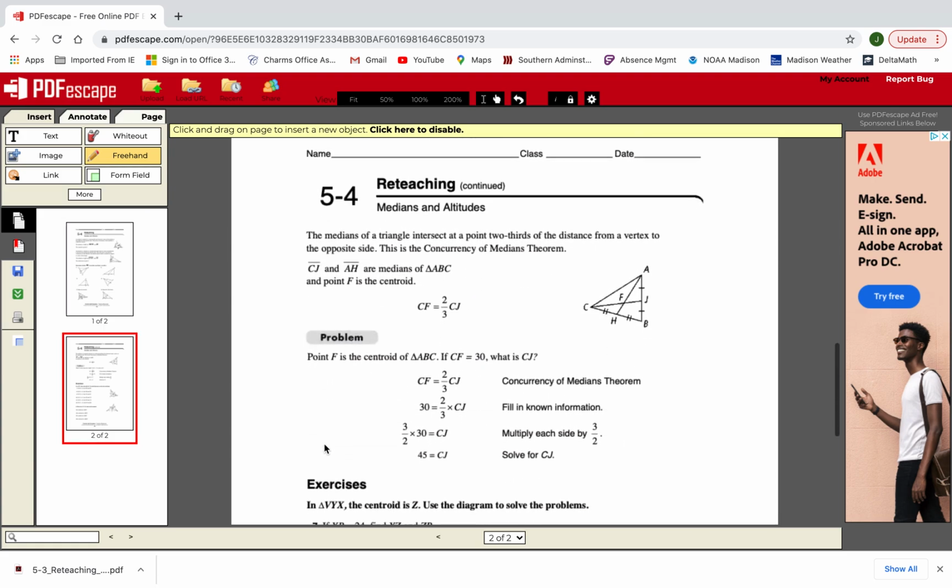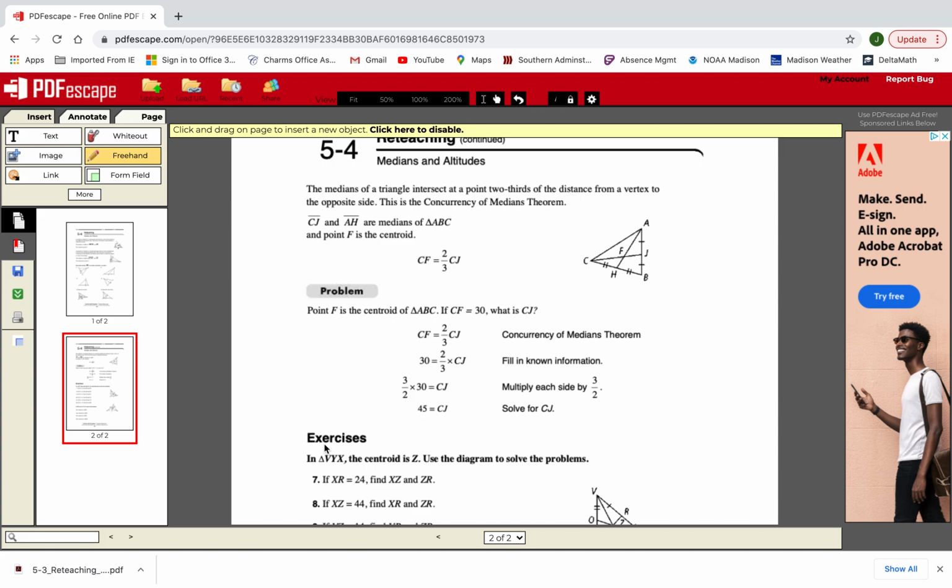So the problems on the next page of 5-4 tell you about that really neat relationship that a centroid creates with the segments of the medians. The medians of a triangle intersect at a point 2/3 of the distance from a vertex to the opposite side. This is the concurrency of medians theorem. And again, I don't care that you know what the theorem's called. I just want you to understand what's happening here.